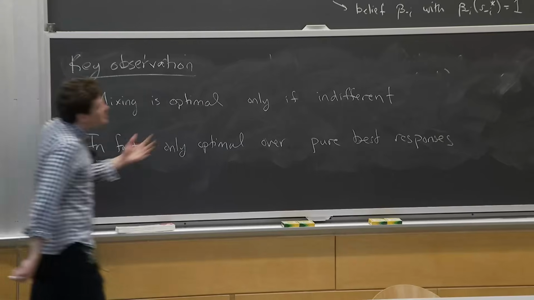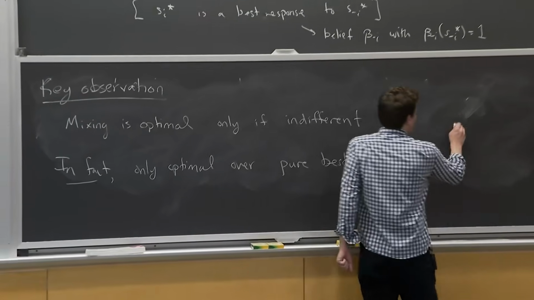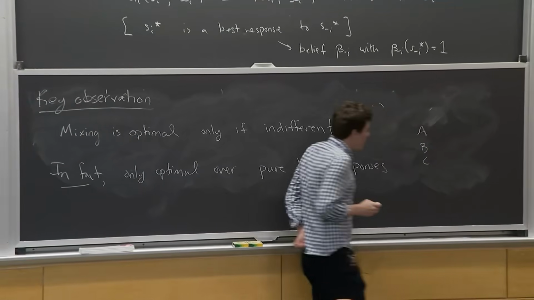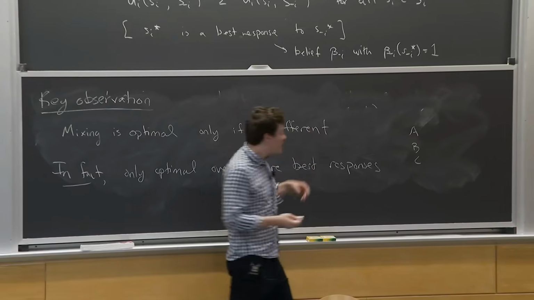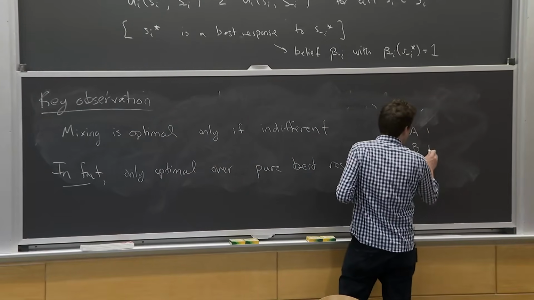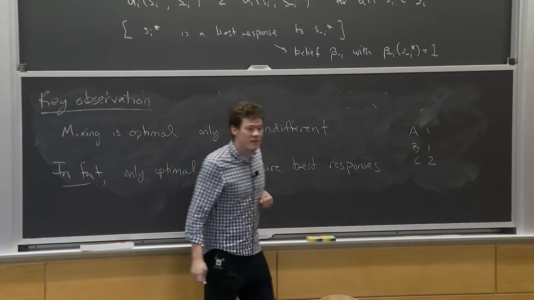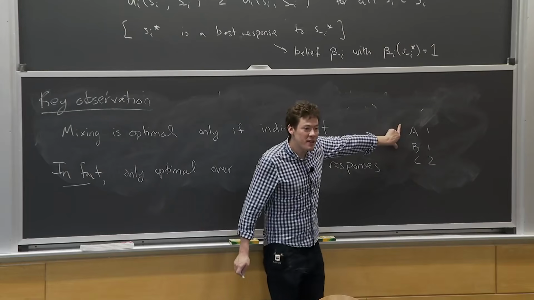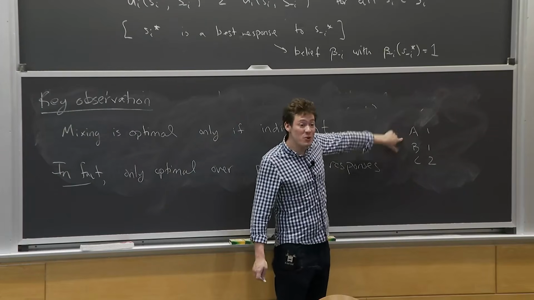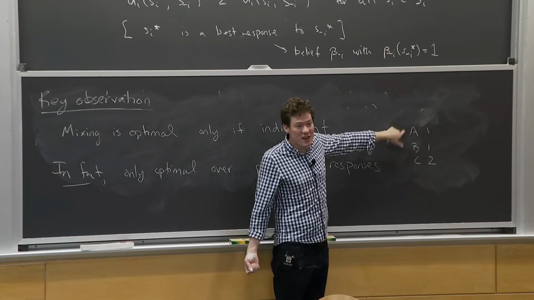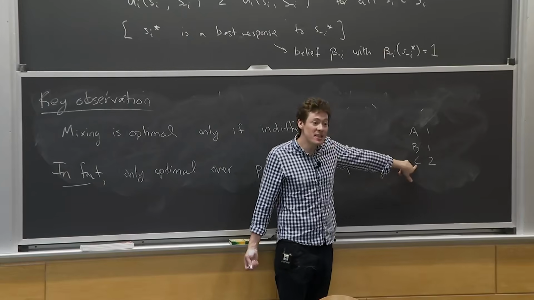So what does that mean? Well, it's just sort of a silly example, right? What if I had A, B, and C, okay? And given the way my opponents were playing, A gave me 1, B gave me 1, and C gave me 2, right? Do I want to mix over A and B? Well, no, even though I'm indifferent between A and B, that's necessary, but it's not sufficient. I certainly don't want to mix over A and B because C is strictly better.